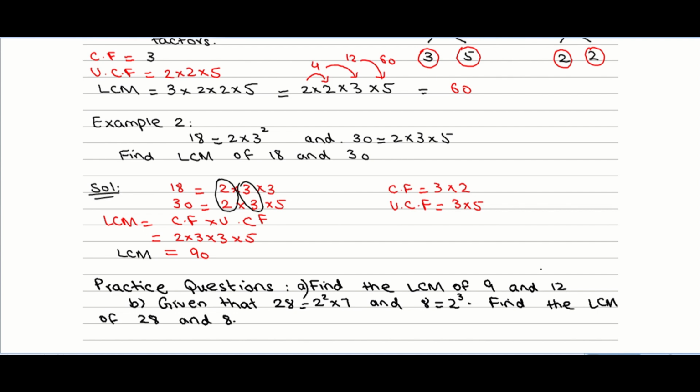Similarly, for part B, we are already given the prime factorization for 28 and 8 as well. We will just expand them. We can write 28 as 2 times 2 times 7, and 8 as 2 times 2 times 2. Again we will find the common factors and the uncommon factors, and multiply them to get the least common multiple for 28 and 8.